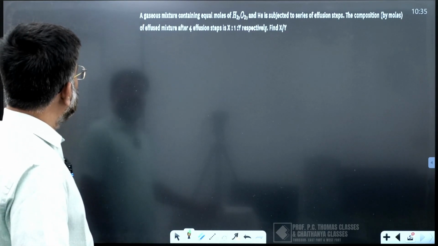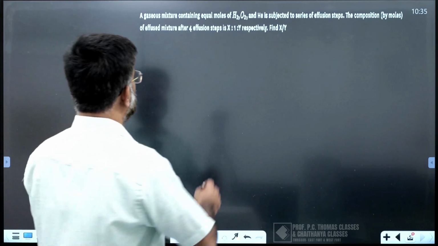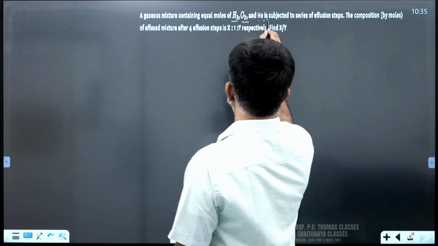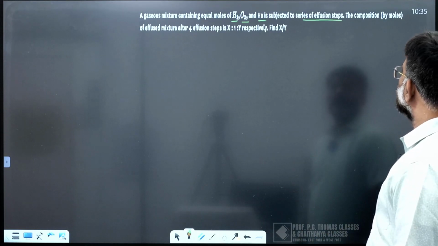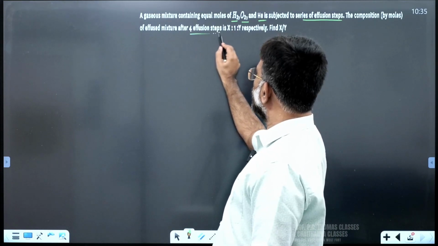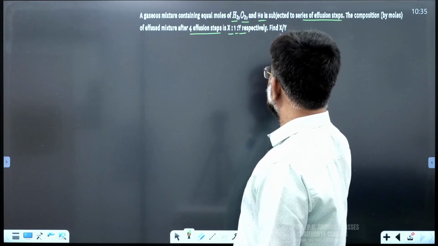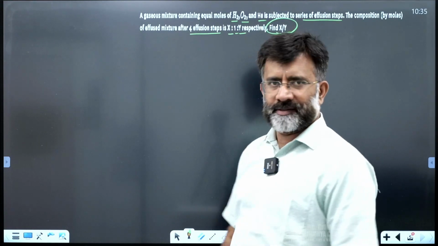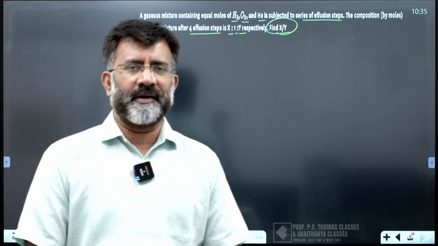Let's go through a gaseous mixture containing equal moles of hydrogen, oxygen, helium, subjected to a series of effusion steps. The composition by moles of the effused mixture after 4 effusion steps is X, Y, Z respectively. What is X by Y? That is the question. The question is based on rate of diffusion or rate of effusion.